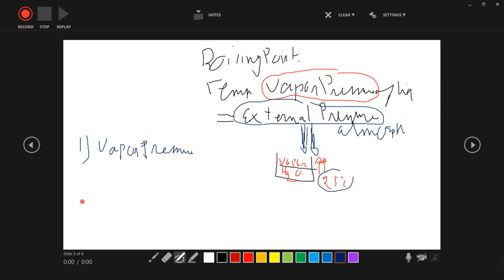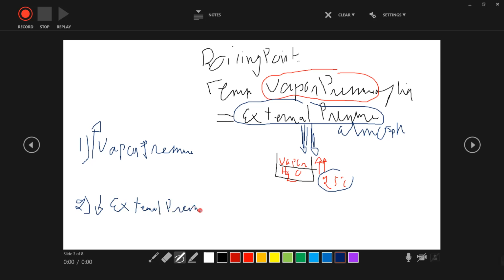Or I can do something else. I can decrease the external pressure. So I can vaporize water by increasing the vapor pressure or by decreasing the external pressure, the atmospheric pressure. How can I do this?